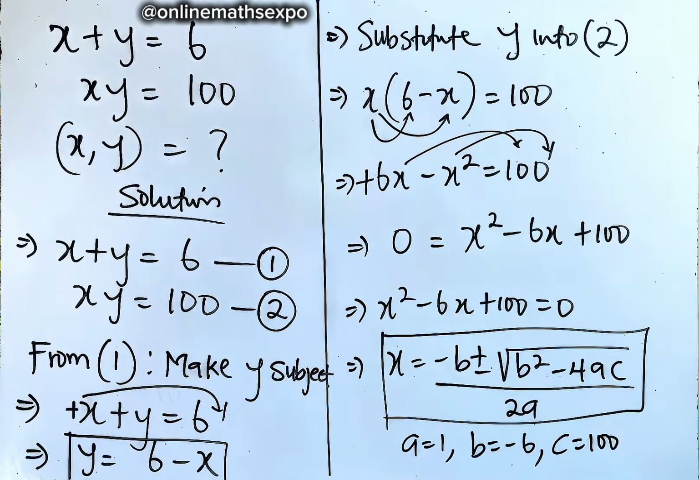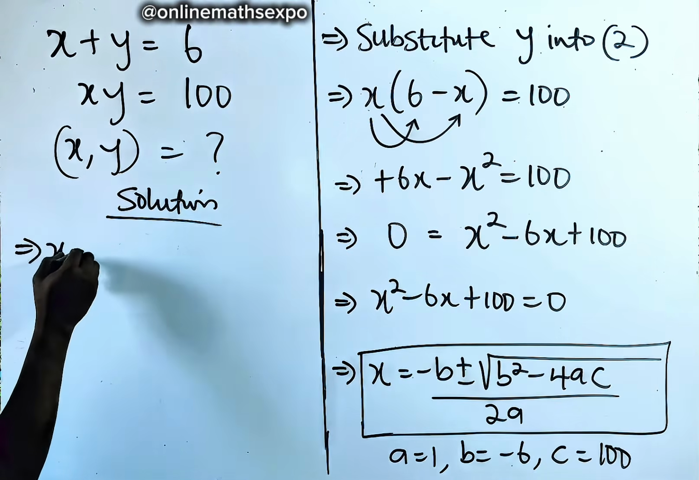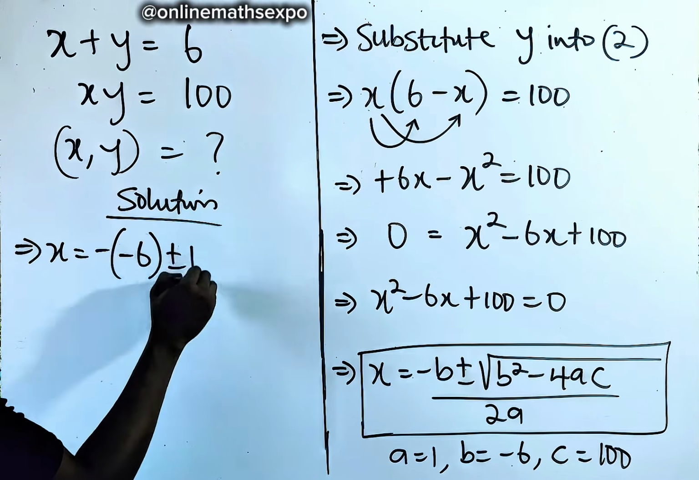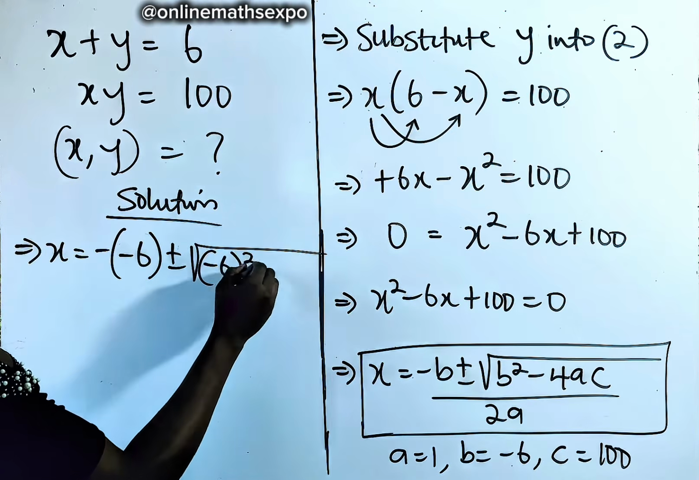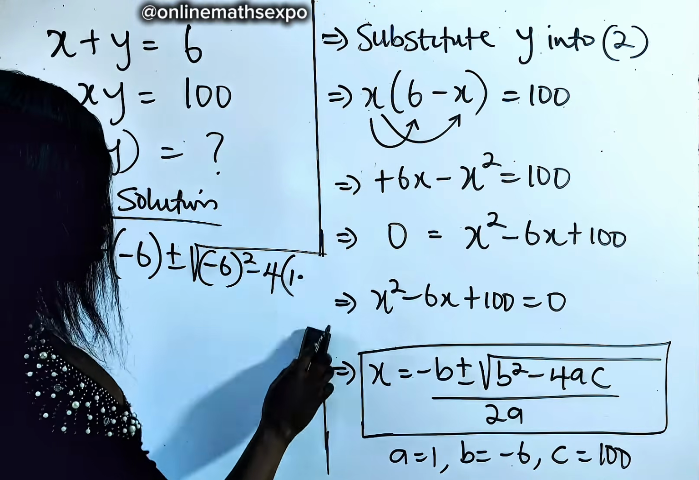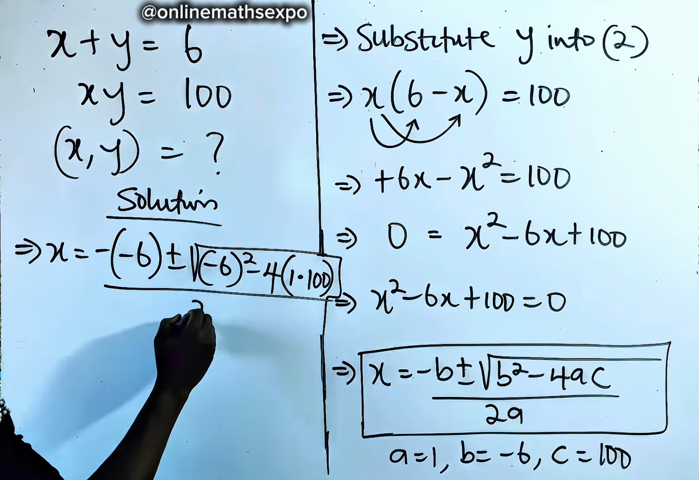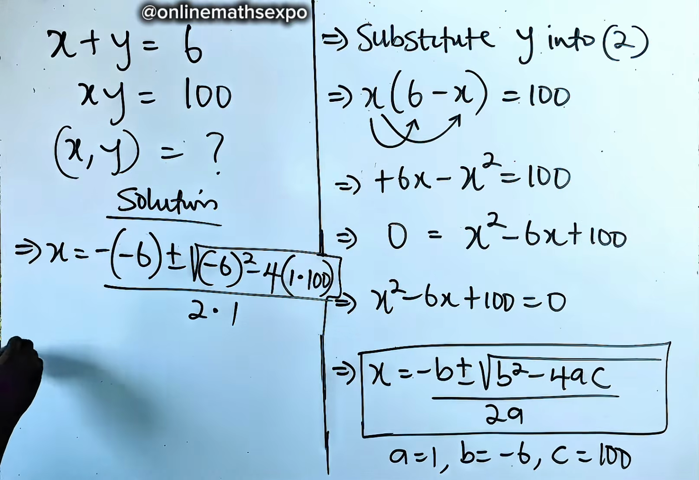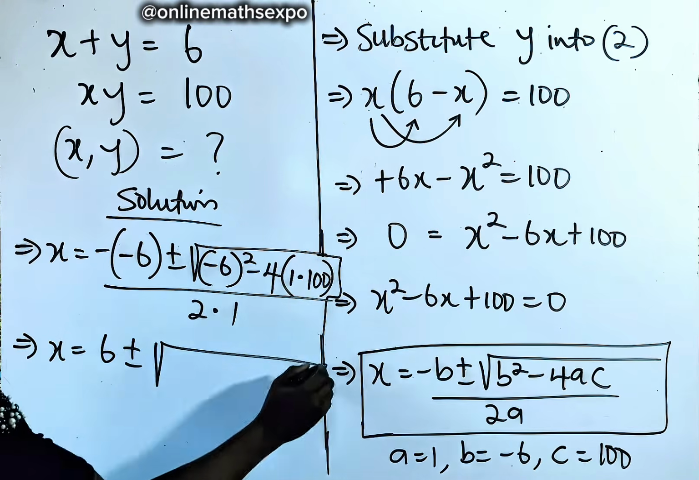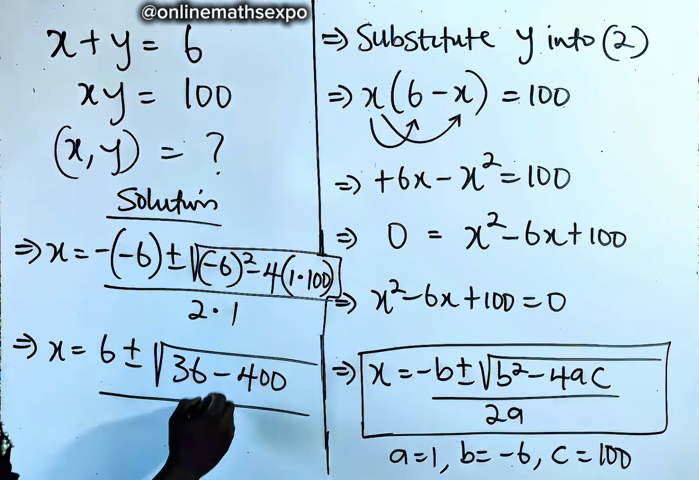Let's plug this into the formula. We have x is equal to negative of b, which is negative 6, plus or minus the square root of negative 6 squared minus 4 multiplied by a, which is 1, and c, which is 100, all divided by 2 times 1. Simplify this: x is equal to positive 6 plus or minus the square root of 36, then multiplying, negative 400, divided by 2.